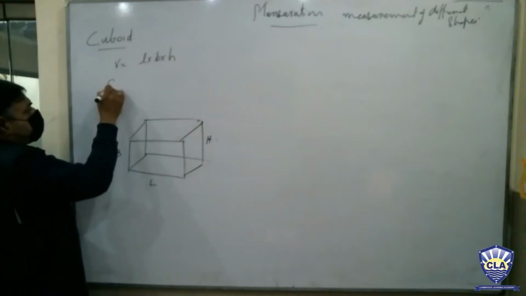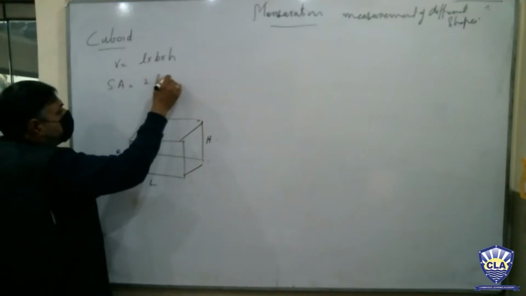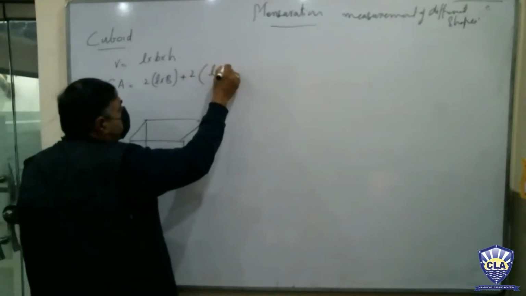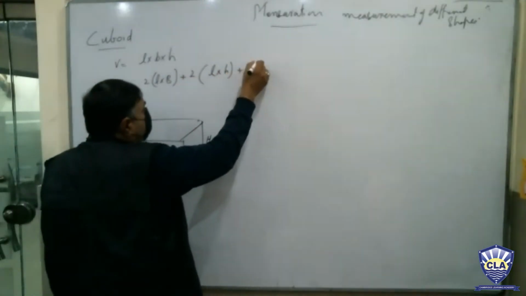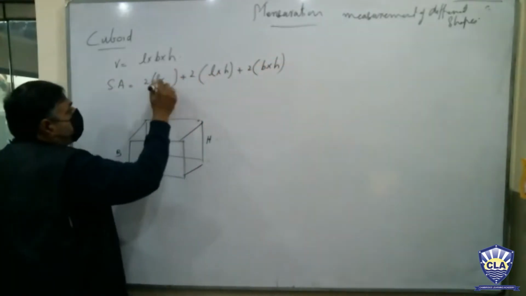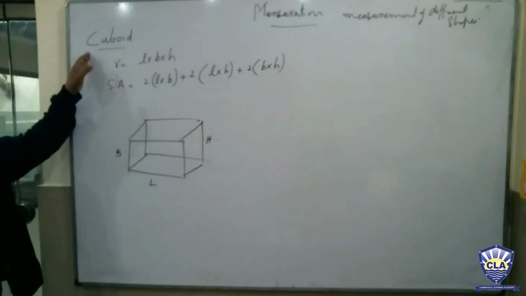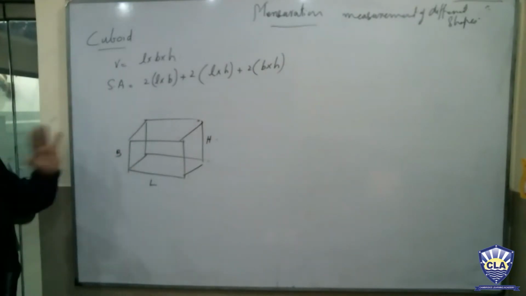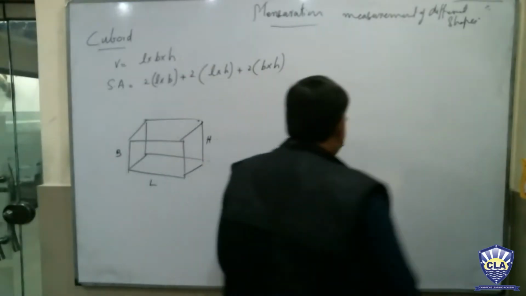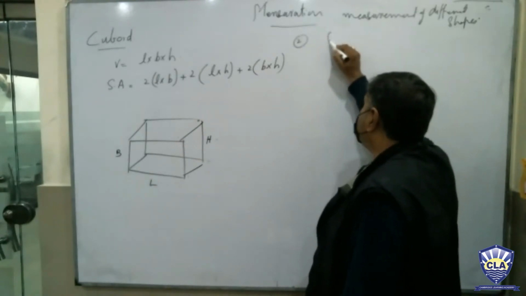And surface area equals 2 length into breadth plus 2 length into height plus 2 breadth into height. You must know how to calculate the volume and the surface area of cuboid, number 1. Number 2, cylinder.